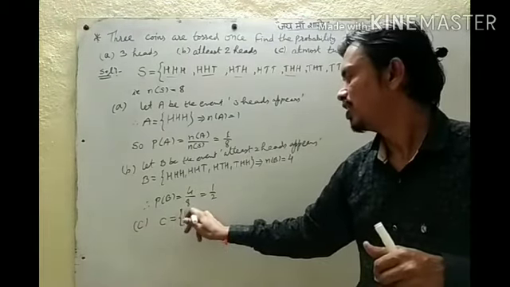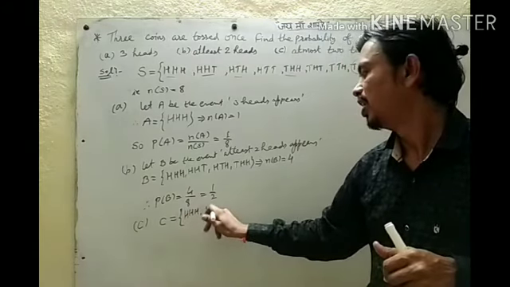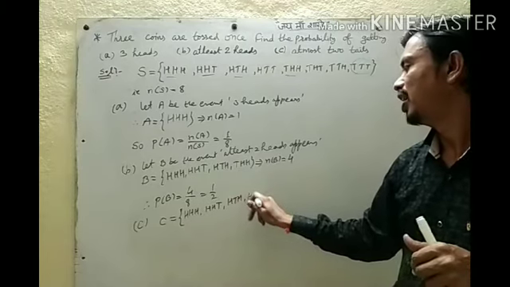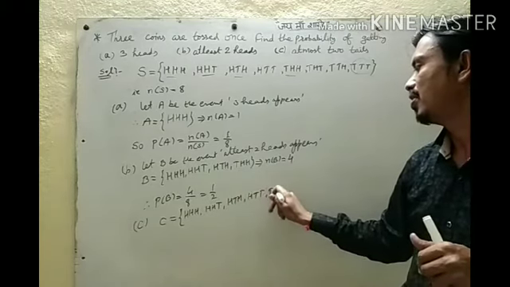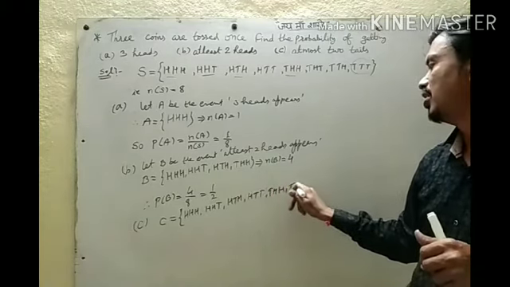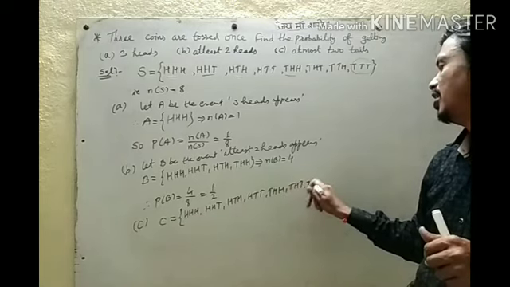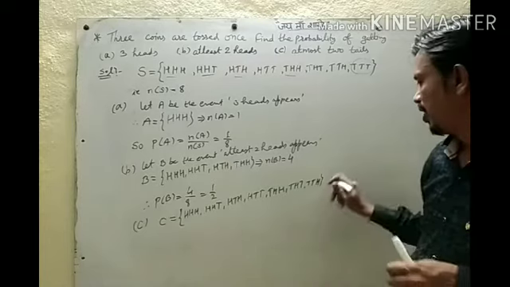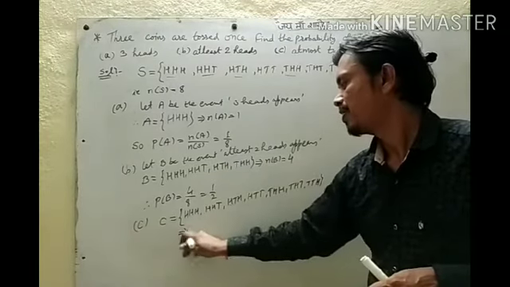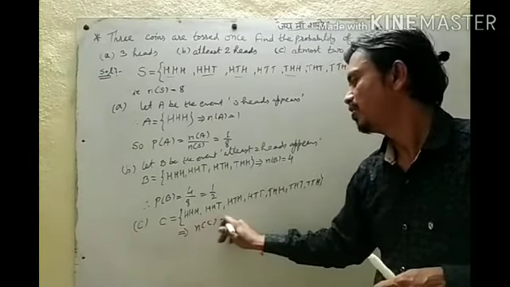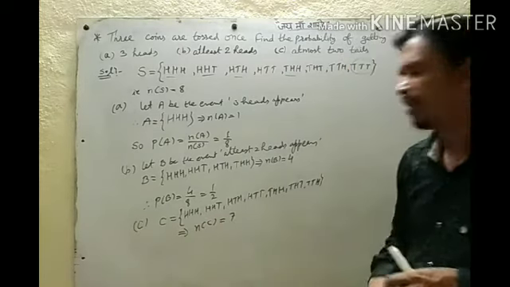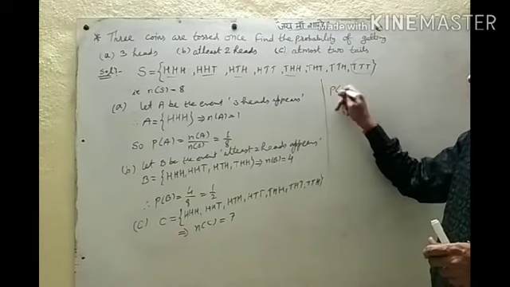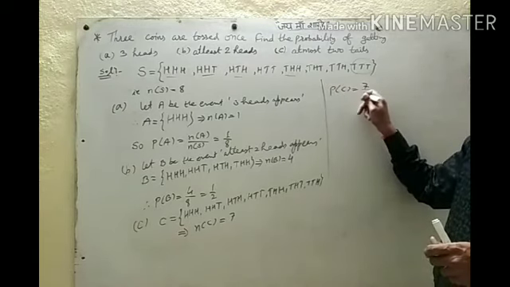So HHH, HHT, HTH, HTT, THH, THT and TTH. These are our possible outcomes for C. It means the number of elements in C will be 7. Check. So the required probability will be 7 by 8.